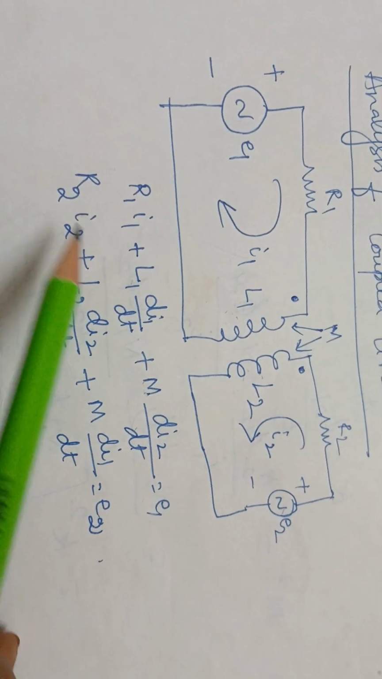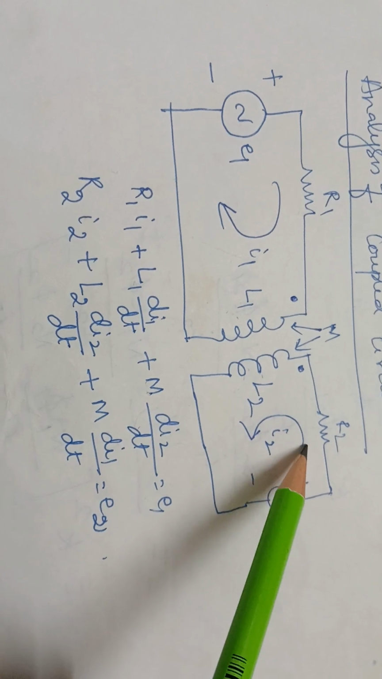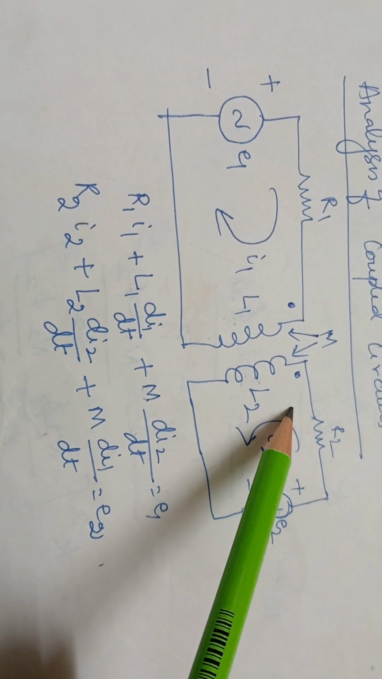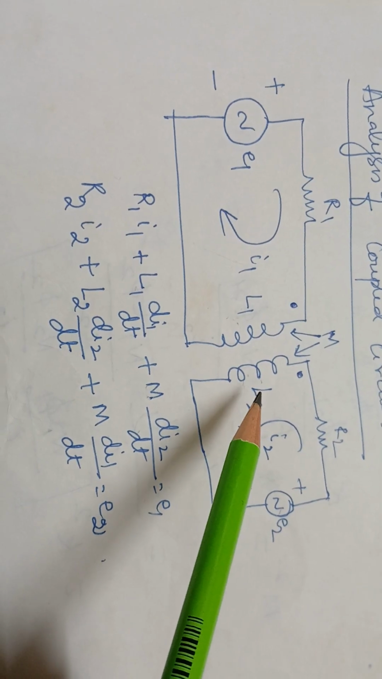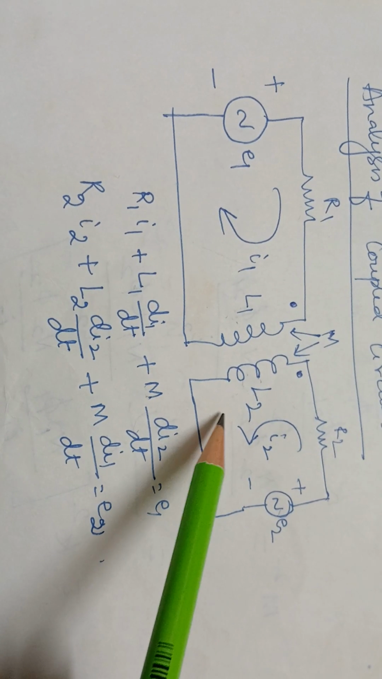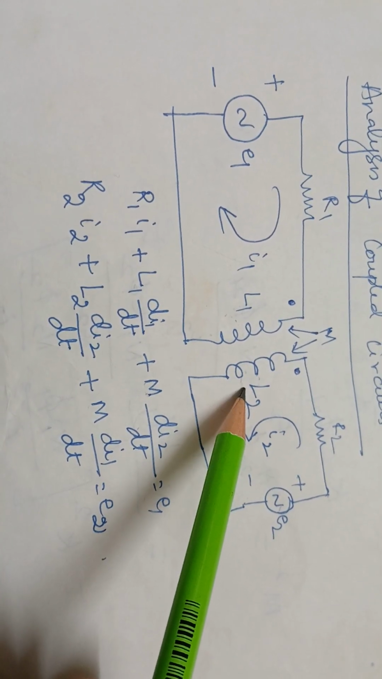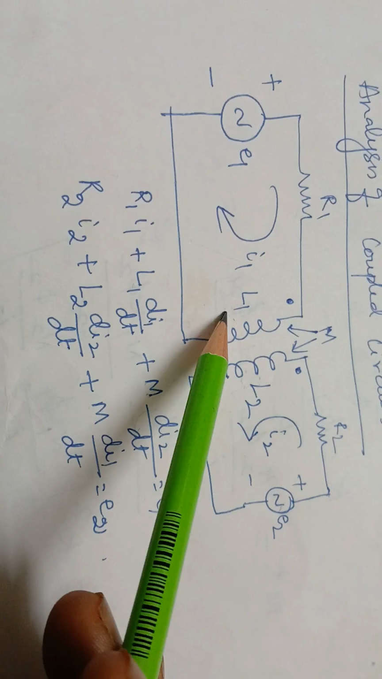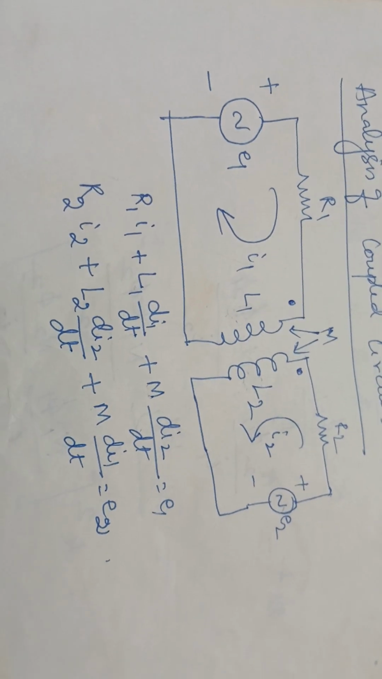Similarly, on the secondary side, here it is R2 into I2 plus inductance L2 into di2 divided by dt plus mutual inductance. The mutual inductance is with respect to the current I1, so M into di1 by dt is equal to E2.